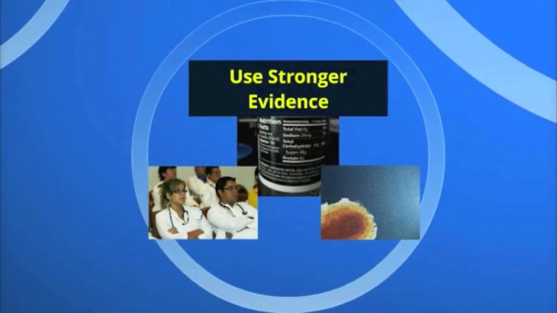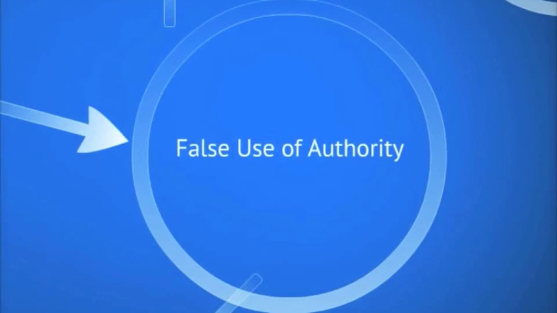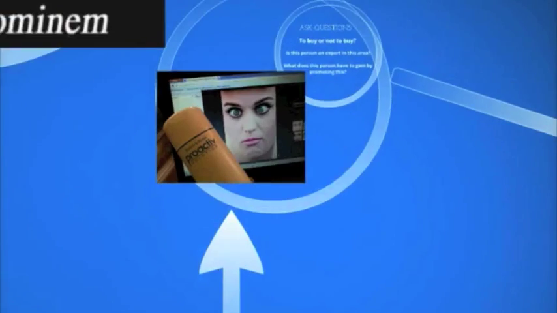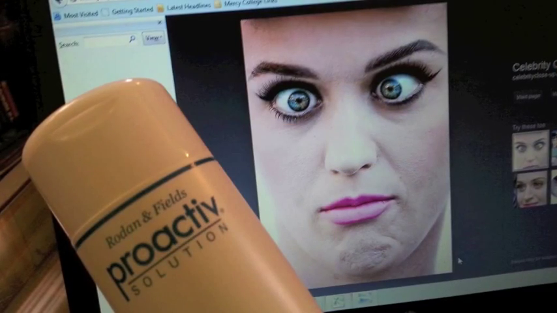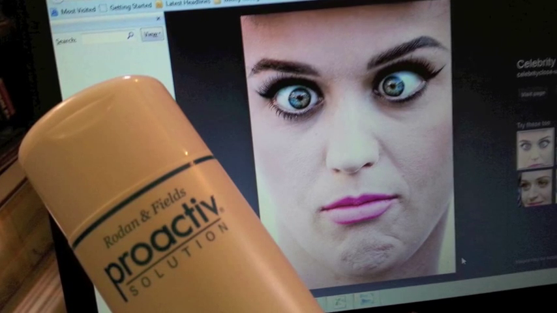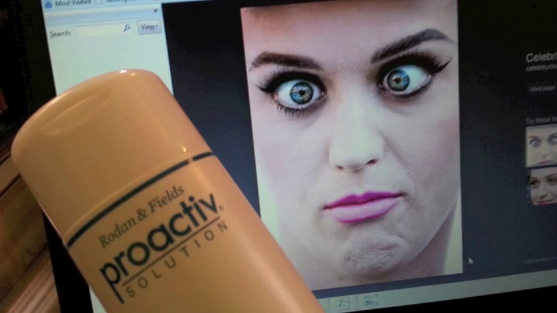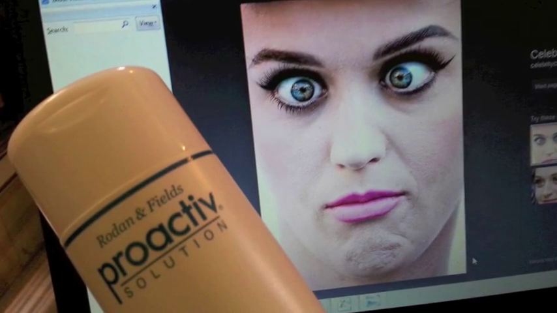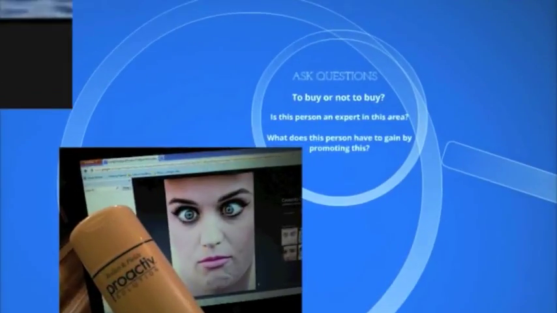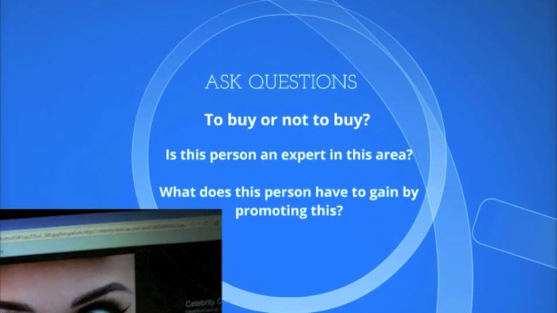So here's an example of false use of authority. Oftentimes, in an effort to sell both products and ideas, people use a false use of authority. If Katy Perry tells you that Proactive is the healthiest solution to use on your skin, should you believe her and try it right away? Katy Perry may be an expert in vocals or attracting audiences, but is she an expert in dermatology?